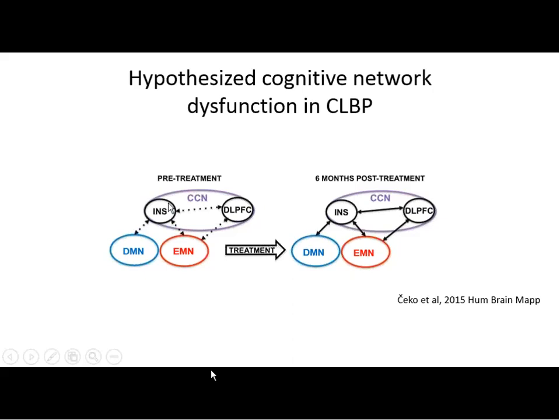So what's going on? Well, the insula and the dorsolateral prefrontal cortex are involved in a third network that I haven't mentioned yet, called the cognitive control network. And it's thought that the cognitive control network is the network that decides whether your default mode network is activated or your extrinsic mode network is activated. In patients pre-treatment, that seems to be abnormal compared to healthy controls, and following treatment, that normalizes to some extent.